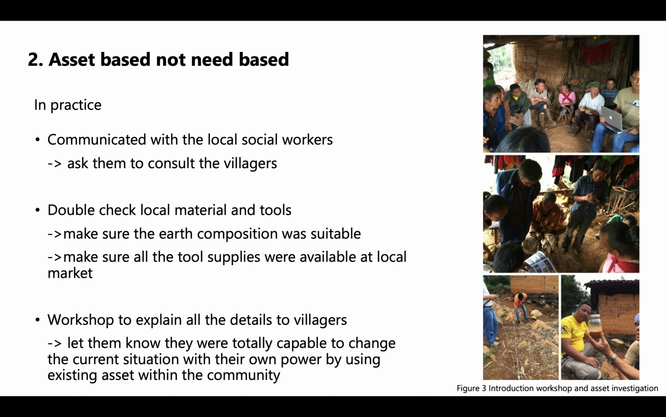The aim of building the architecture was not just solving the problem of the collapsing houses in the village, but to empower the vulnerable people, to let them know they are totally capable of changing the current situation with their own power by using the existing assets within the community.